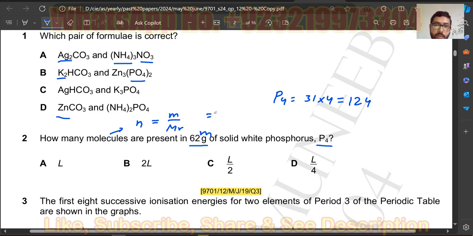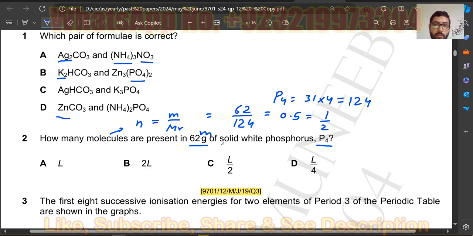Now we'll put the values in this formula. So it is 62 divided by 124 and the answer is 0.5. In other words, it is 1 over 2. Now they have given the equations in the form of the L. L means the number of molecules over here.